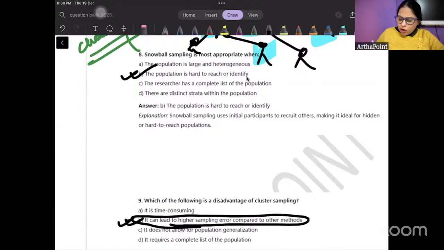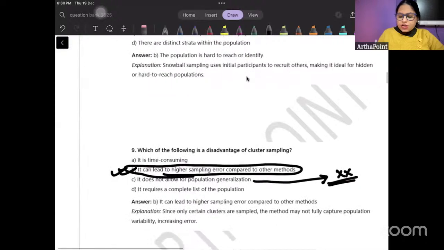It does not allow for population generalization. We are not able to do any kind of generalization. This is not a disadvantage of cluster sampling, right? Population mein to I am trying to include people from east, west, north, south. I am not going for generalization or non-generalization, right? So this is neither an advantage nor a disadvantage of cluster sampling, that it does not allow for population generalization.